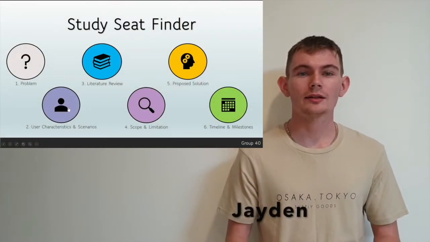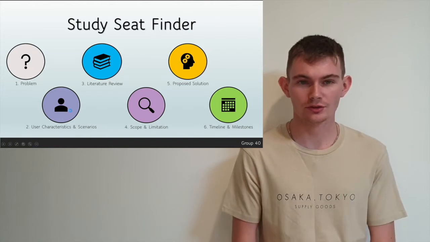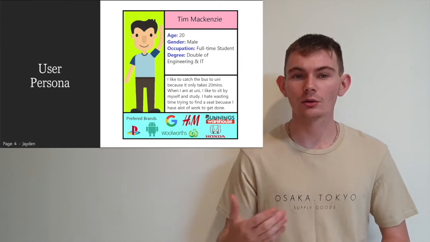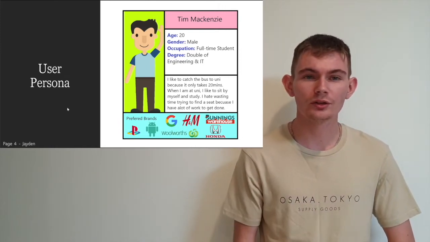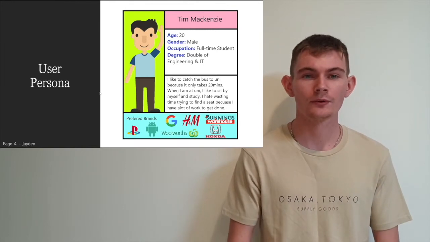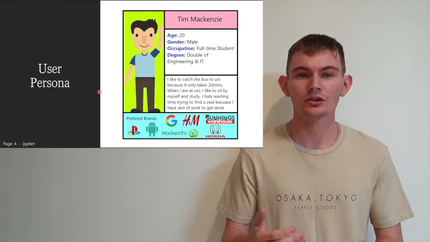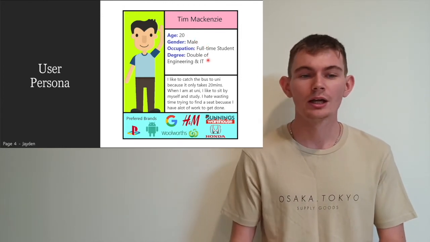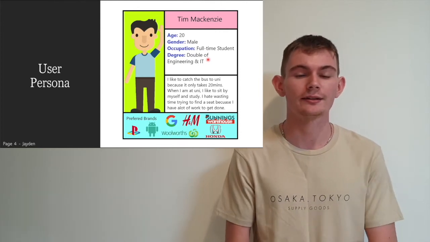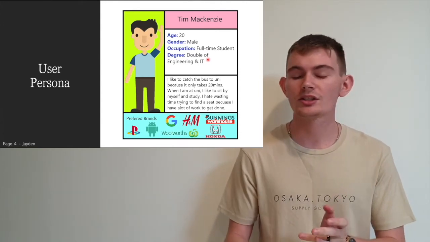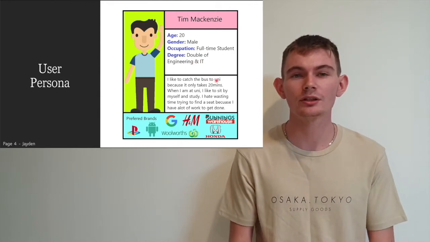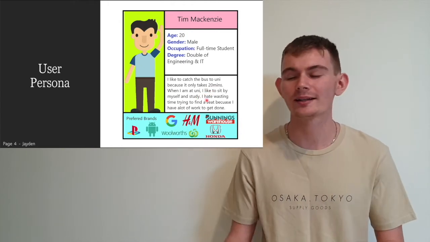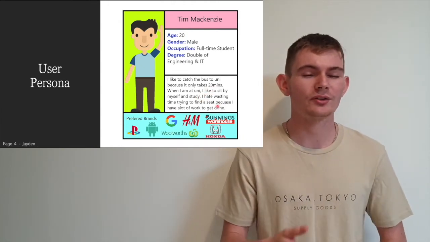So first off, we're going to look at some user scenarios and user personas. These help the designers, us, know what our users are looking for, how the product will be used, and who will be using our product. So first off, we've got this user persona named Tim McKenzie. He's about 20 years old, he's male, he's a full-time student, and he's studying a double degree of engineering and IT. In this quotation here, Tim says he likes to catch the bus to uni because it takes about 20 minutes. When he's at uni, he likes to sit by himself and study. He hates wasting time trying to find a seat because he has a lot of work to get done.